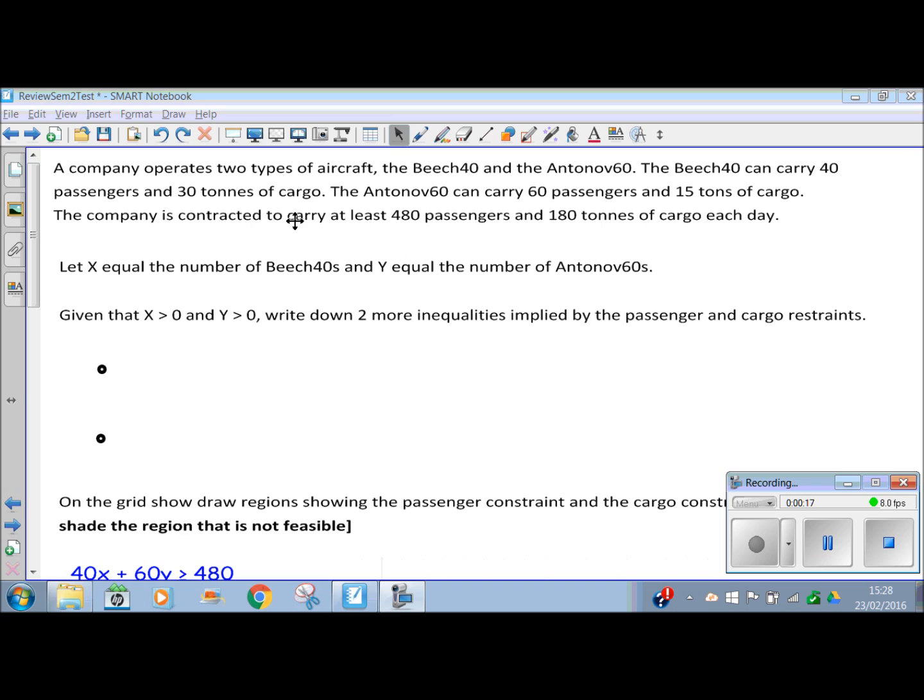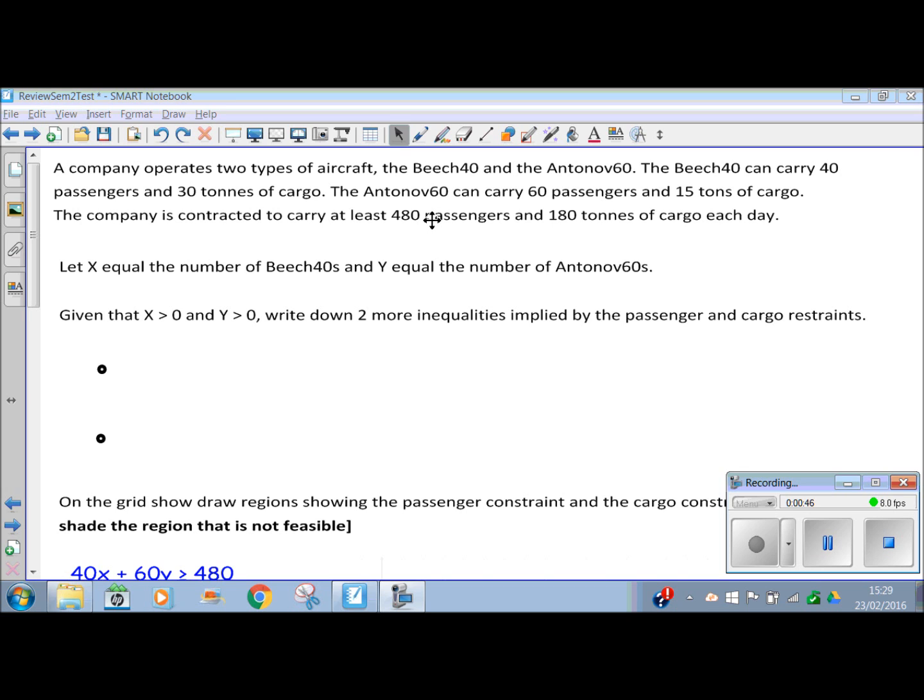The company is contracted to carry at least 480 passengers and at least 180 tons of cargo every day. Our problem is to work out how we can achieve these targets at the minimum cost. In order to do this, we will draw a graph, and from the graph we will try and obtain a solution.